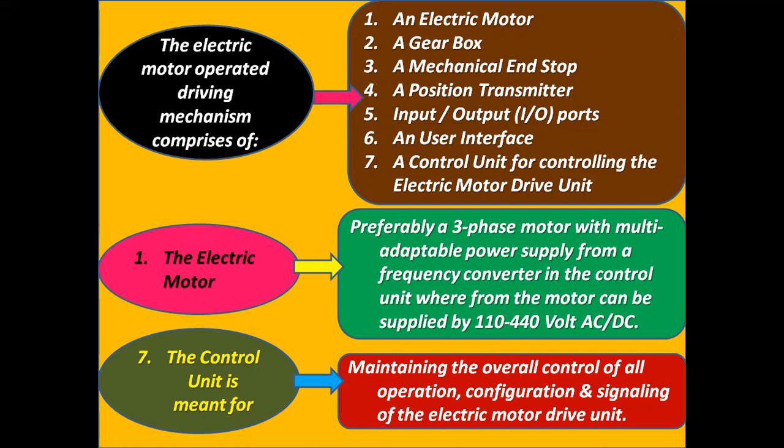Number 7, that is a control unit for controlling the electric motor drive unit, which is meant for maintaining the overall control of all operation, configuration and signaling of the electric motor drive unit.